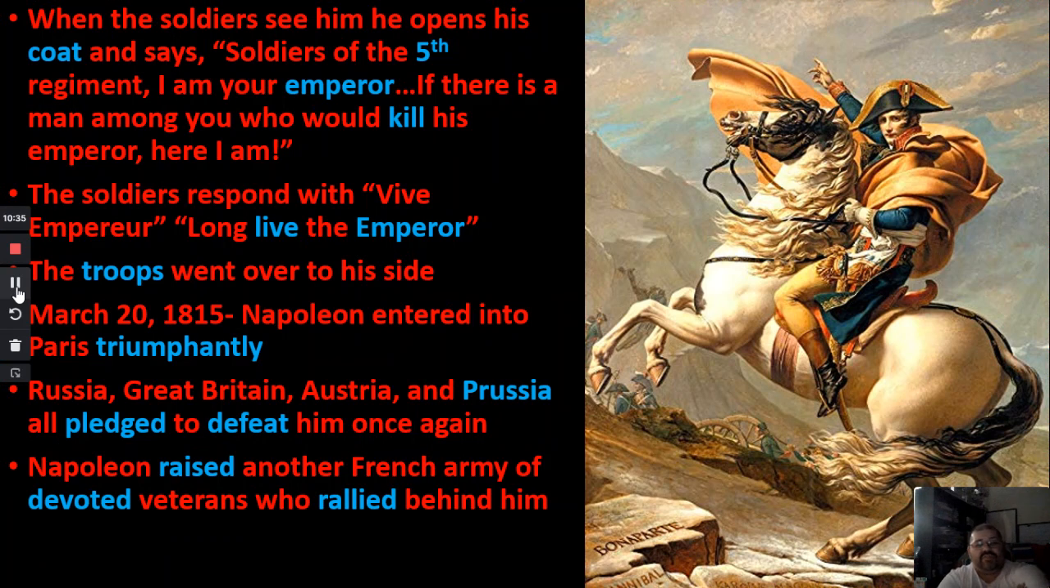Now, the soldiers end up finding Napoleon, and they start charging on their horses towards him, right? Napoleon gets off his horse, he starts walking to them, he grabs his shirt, rips it open, buttons flying everywhere, and he says to them, "Soldiers of the 5th Regiment, I am your emperor. If there's a man amongst you who would kill his emperor, here I am." And these soldiers are like, damn.